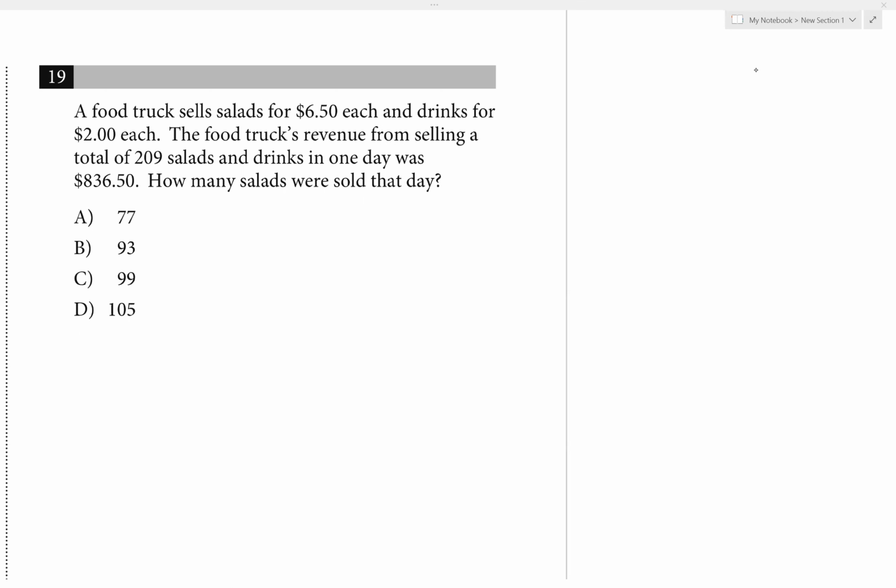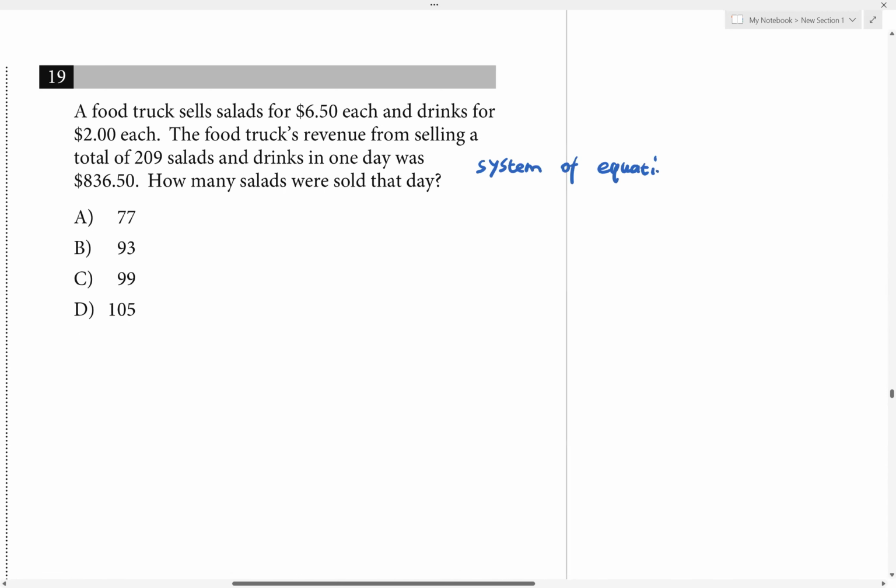Okay, all we know is the price for each, and then we know for a total of 209 salads and drinks, the total revenue is 836.5. Since we don't know the number of salads, we don't know the number of drinks. So here we have two unknowns. In order to solve for them, we do need two equations. So this is a system of equations word problem.